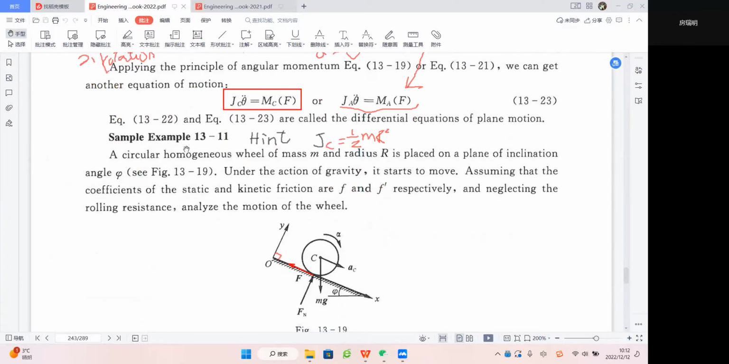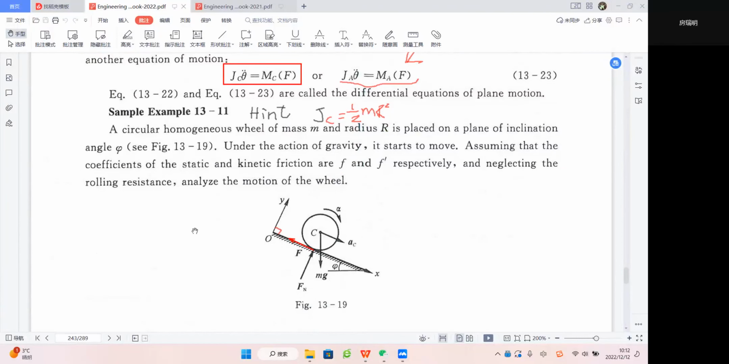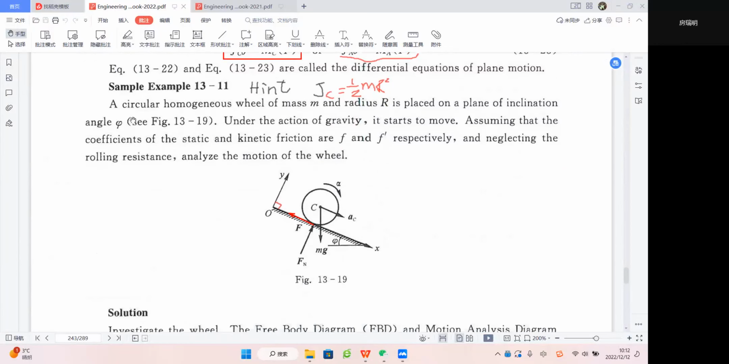We just talked about this example and time ran out. So today we'll continue to finish this example, then we'll move to the new one. So let's say a circular homogeneous wheel of mass m and radius r. From this first sentence, we can tell that the mass moment of inertia of this wheel will be J_C equals one half m r squared, right?